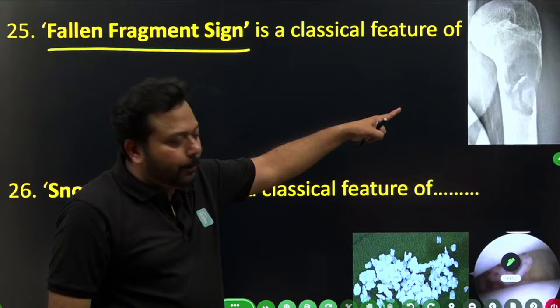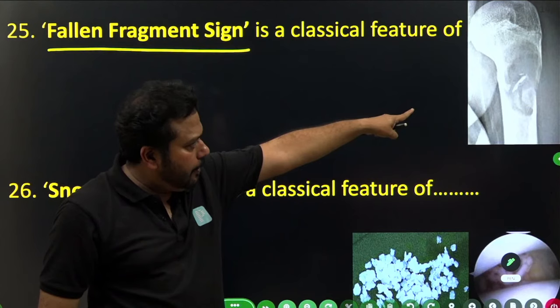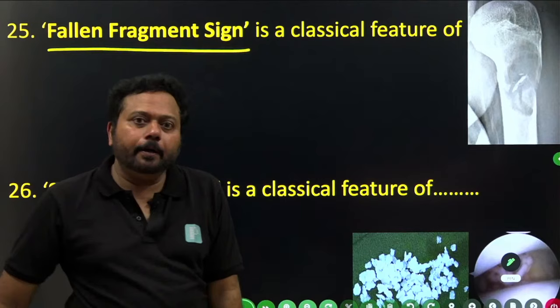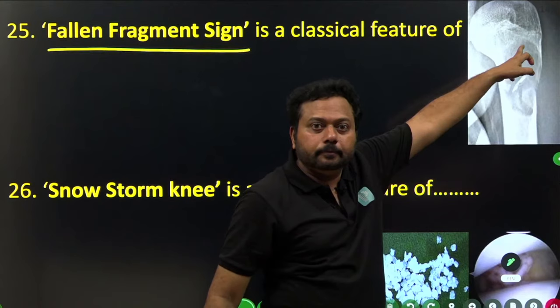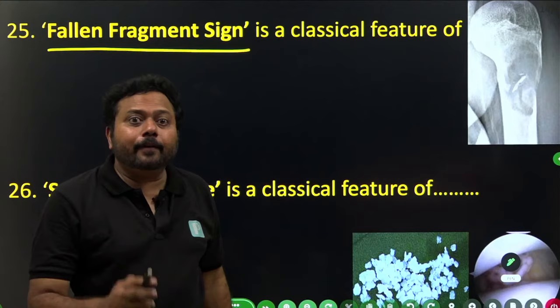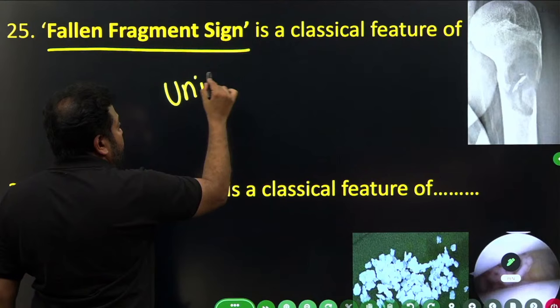The very peculiarity, dear friends, please concentrate. You see that small fragment in the middle? It is in the dependent position. When you take an X-ray in standing position like that, the fragment will be there. If you make the patient upside down and take an X-ray, this fragment will go here, in the dependent position. That's why it's called fallen fragment sign. Fallen fragment sign is the classical feature of unicameral bone cyst.